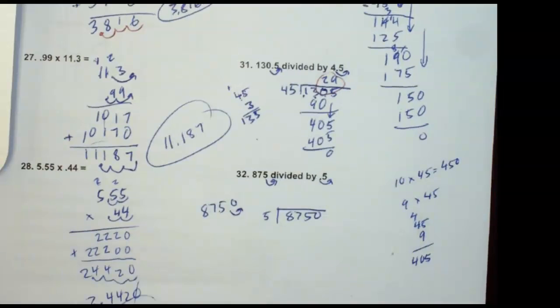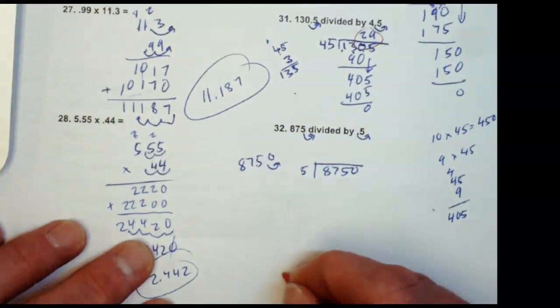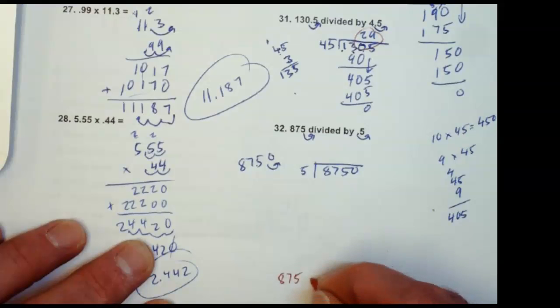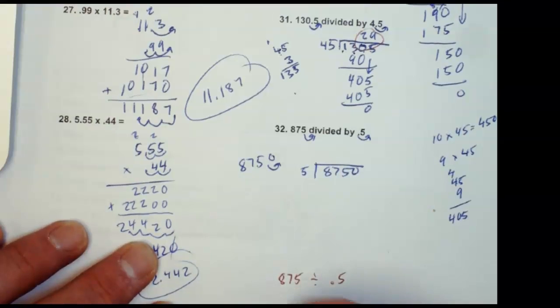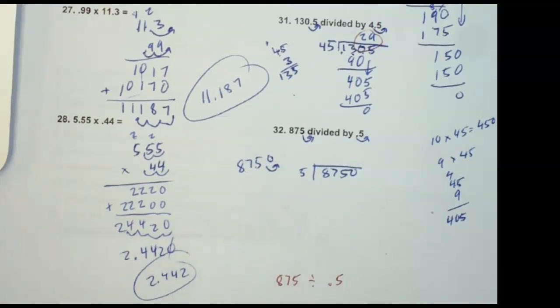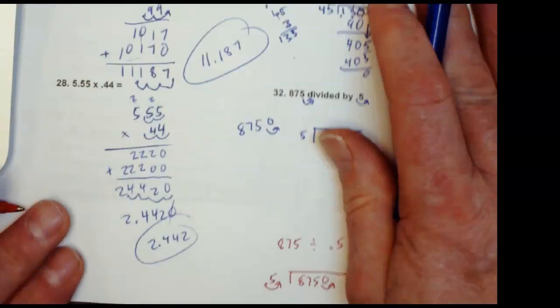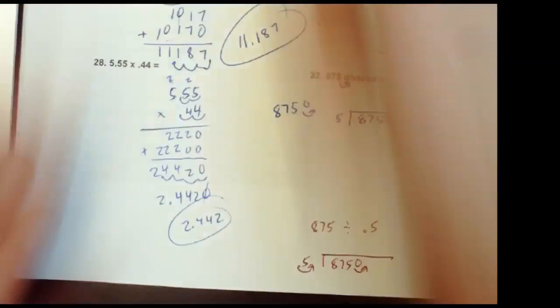I'm going to set that one more time down here just so that you make sure you understand how I got that. So we have 875 divided by 0.5. Okay, that's the same as 0.5 on the outside and 875 on the inside. If I move this one, I have to move this one. I have to put a placeholder in. Okay, let's go back up here and I'll finish that problem off. Sorry about that, folks.